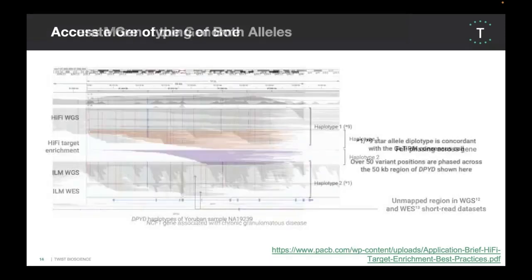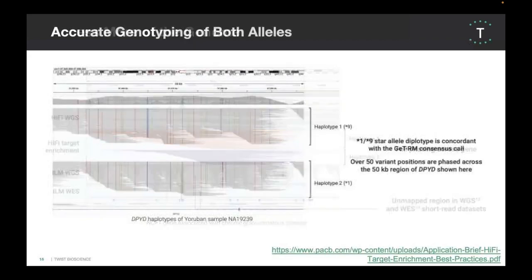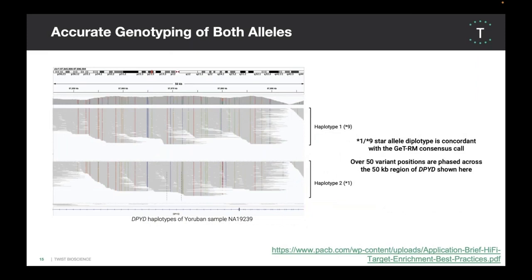And we have another example, in this case a DPYD haplotype. If you capture the region, this is a very long gene as well, with a lot of exons, you can, again, fully phase the different haplotypes, and we can even do star allele calling in concordance with the GeT-RM consensus call. And over 50 variant positions were phased nicely in this 50 KB region of DPYD.